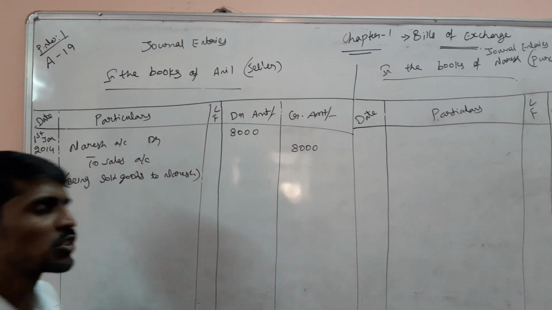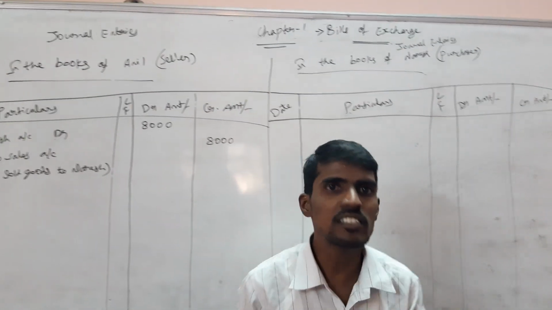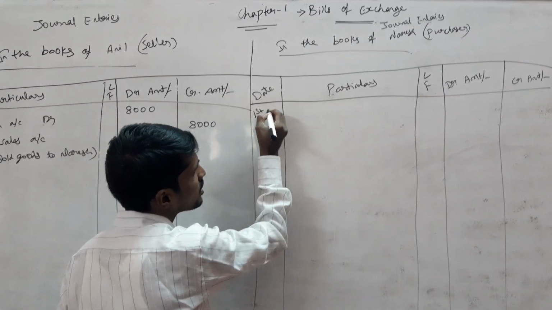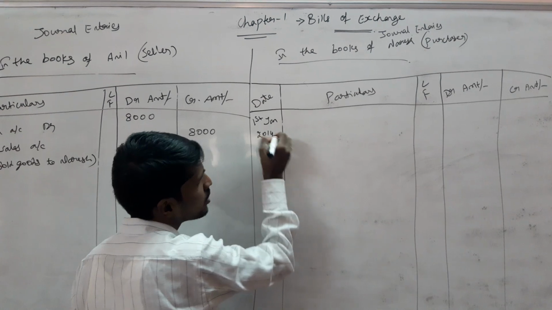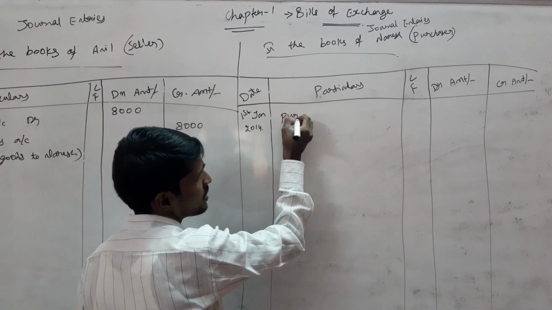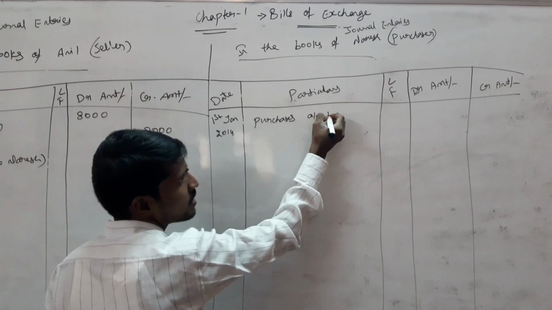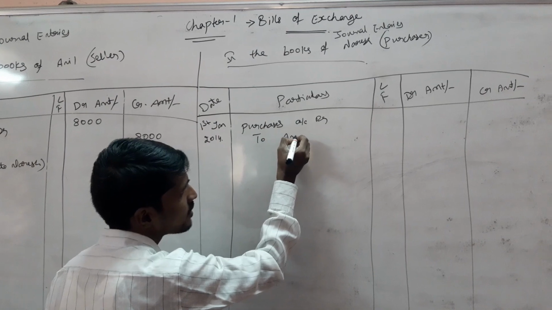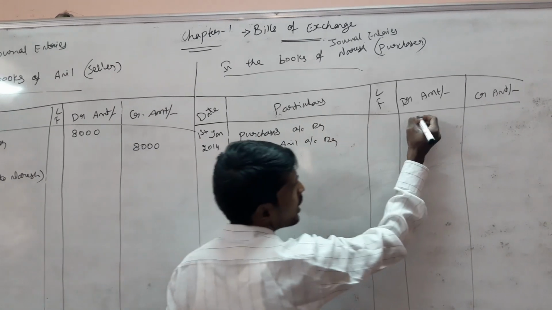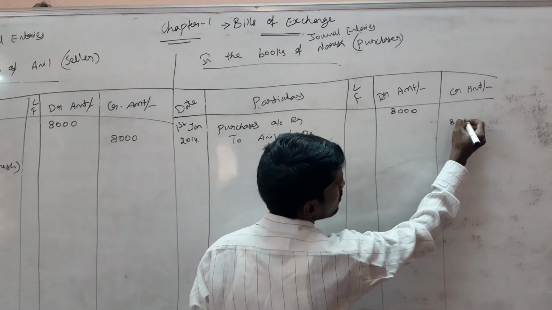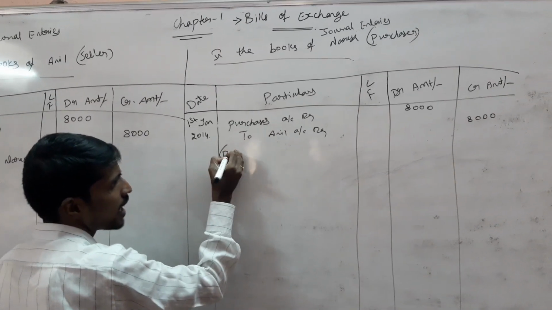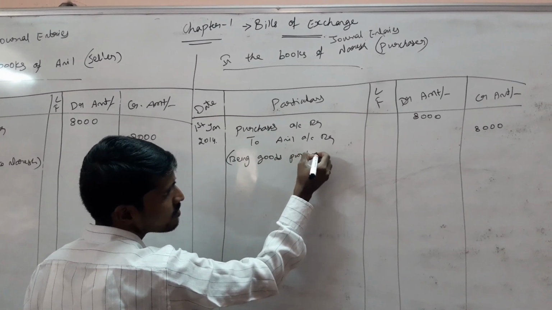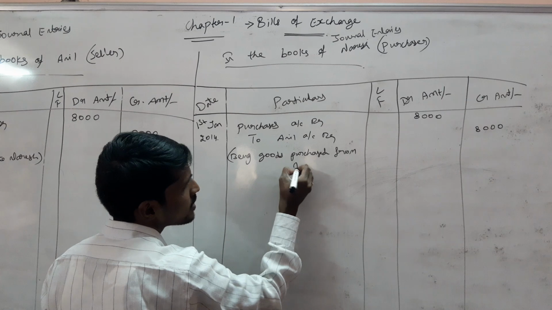So in the books of Naresh, what will Naresh do in his business? He also writes the entry on the same day. He will never write the entry on a different date. So he also writes it on 1st January 2014. What is coming? Goods, in the form of purchases. Purchase account debit to Anil. Anil account, 8,000 in the debit column and 8,000 in the credit column. Write the narration as being goods purchased from Anil.